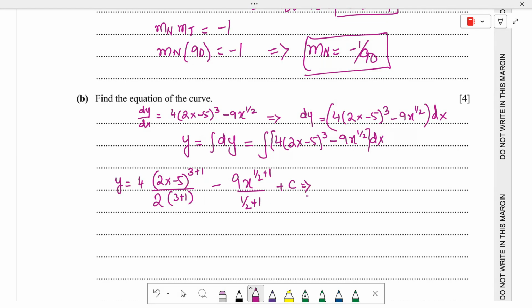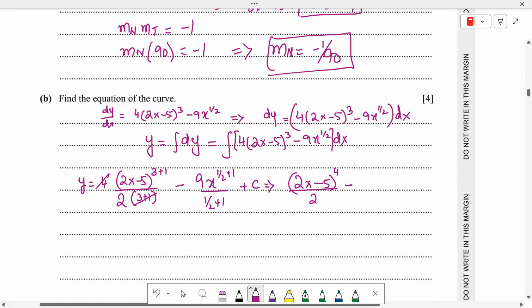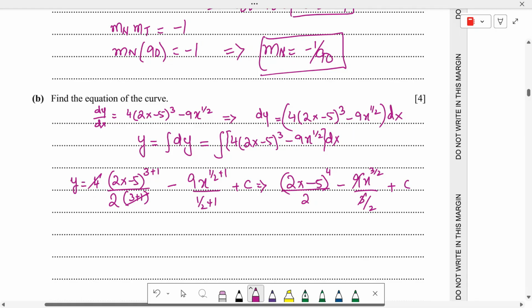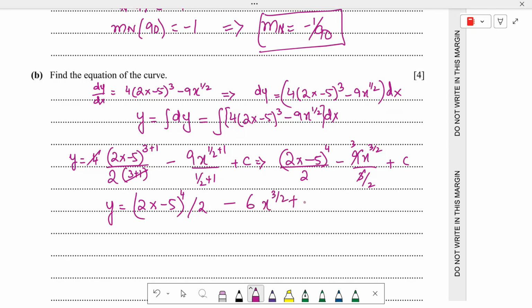3 plus 1 is 4, and this cancels out, so we will have 2 times (2x minus 5) whole power 4 over 2... this is equal to 9x to the power of 3 by 2 over 3 by 2, plus c. So we will have y equals (2x minus 5) whole power 4 divided by 2 minus 2 times 3, which is 6x to the power of 3 by 2, plus c.